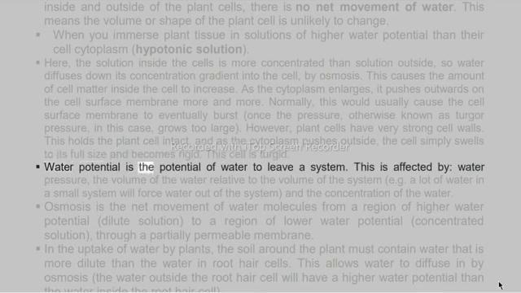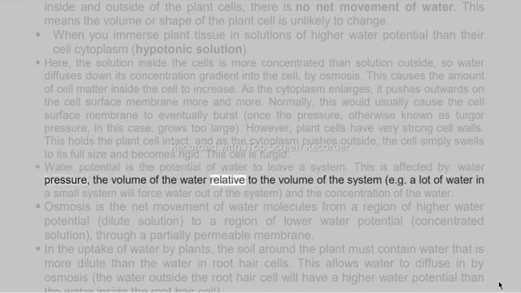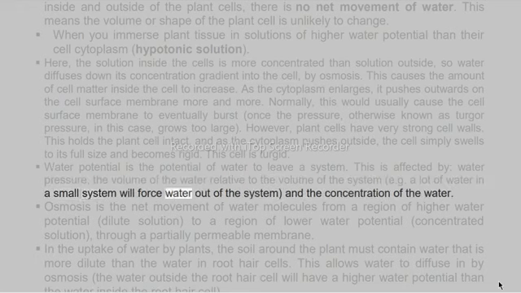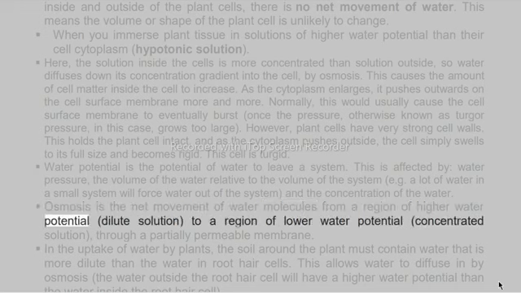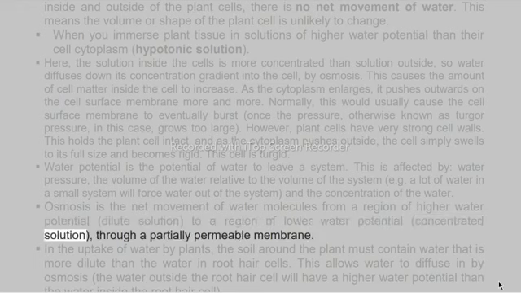Water potential is the potential of water to leave a system. This is affected by water pressure, the volume of the water relative to the volume of the system, e.g. a lot of water in a small system will force water out of the system, and the concentration of the water. Osmosis is the net movement of water molecules from a region of higher water potential, a dilute solution, to a region of lower water potential, a concentrated solution, through a partially permeable membrane.